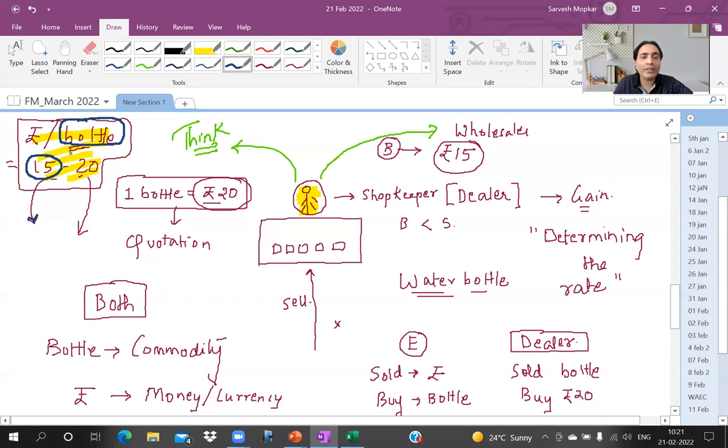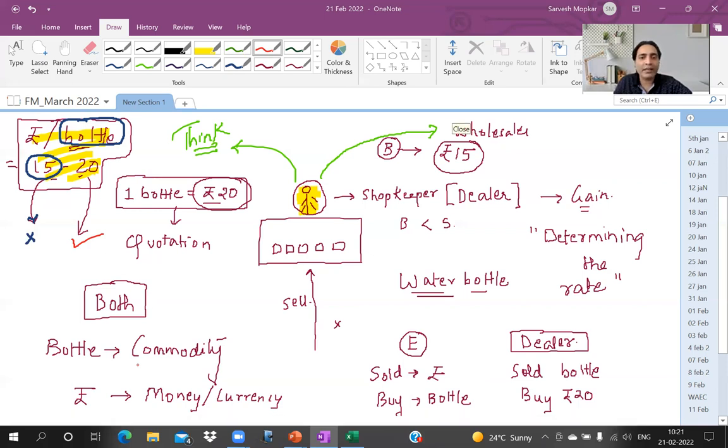So what will the dealer do with the bottle? If Elsa has come to purchase the bottle from him, what is the dealer going to do? Dealer is going to sell. That means the relevant rate, the applicable rate is not 15 in this case. The applicable rate is 20. Sell rate will be applicable because the dealer is selling the bottle in this case. Guys, have you understood this?